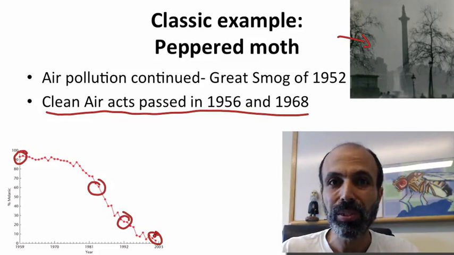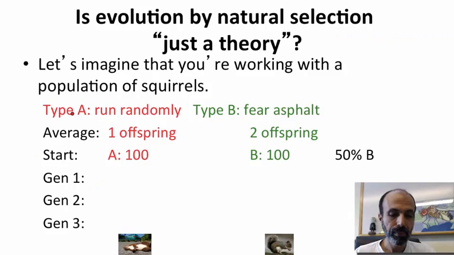evolution by natural selection. So one question a lot of people have asked me is, isn't evolution by natural selection just a theory? Well, I will argue to you that evolution by natural selection is a mathematical inevitability. There is no way to avoid having evolution by natural selection if some very simple conditions are met.